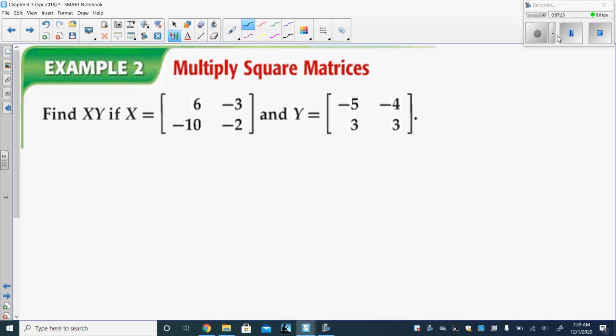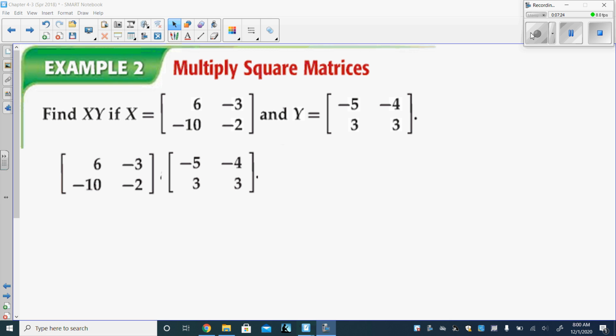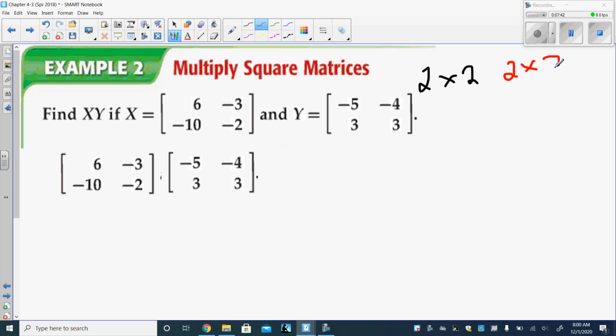So we're going to look at this first one here. The first thing we're going to do is copy them down. We want to do x times y. So x goes first, y goes second. Now I want to check and see. So x is a 2 by 2, and it's being multiplied by a 2 by 2. Columns of the first does match the rows of the second, so that means we can multiply it. And our new matrix C is going to be a 2 by 2. And so that kind of gives us an idea of what we're looking for.